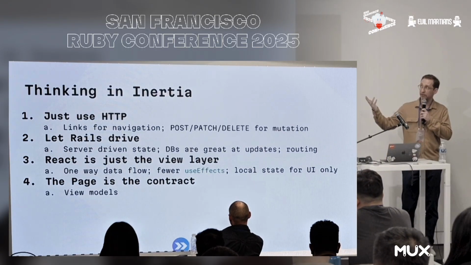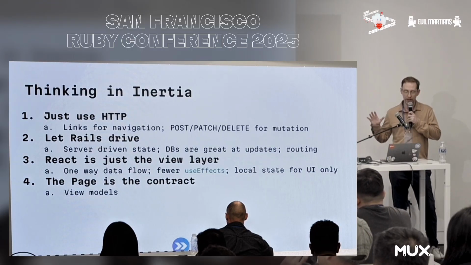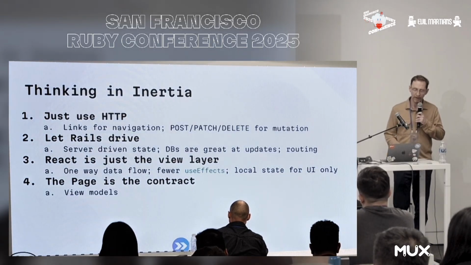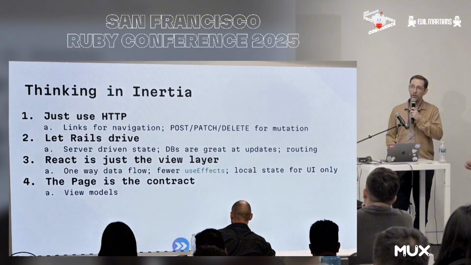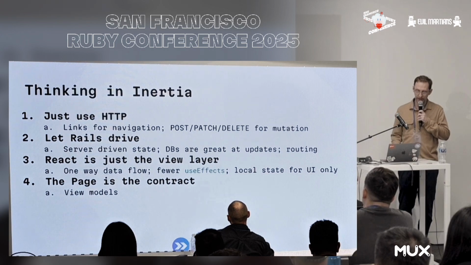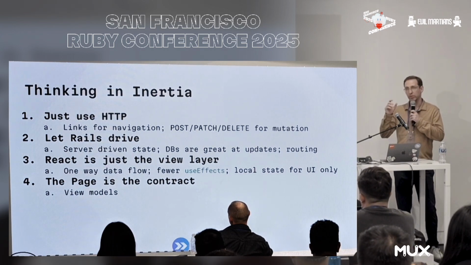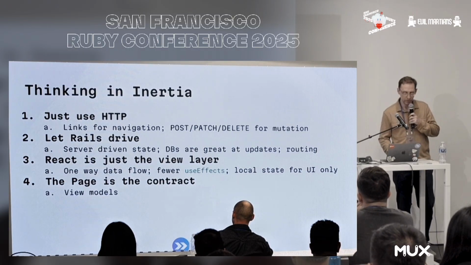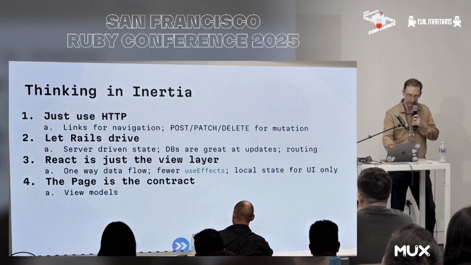Letting Rails drive. I think the Typelizer demo is a really good example of that, of defining your stuff on the server side and letting the client side read from that. React just being the view layer. We only had one useEffect, I think, in our entire application, and we've got five or six pages that we're running through here. And then the page being the contract. So when we jump outside of Inertia, we can come back in and resynchronize using the page model. So I think that is it. We'll open up for questions.